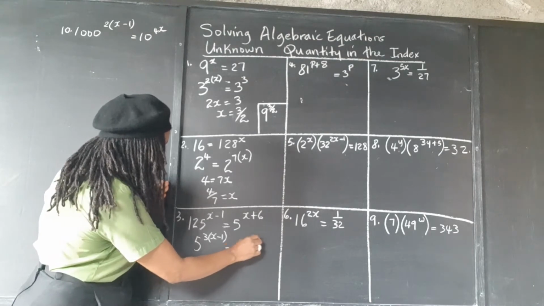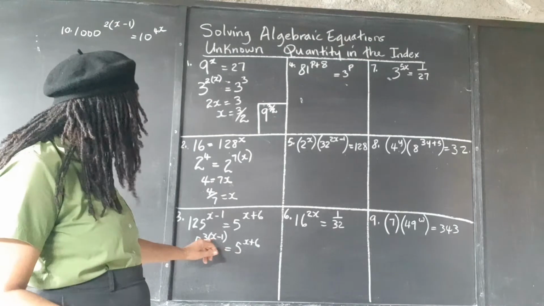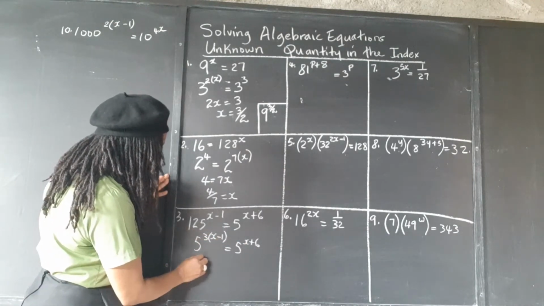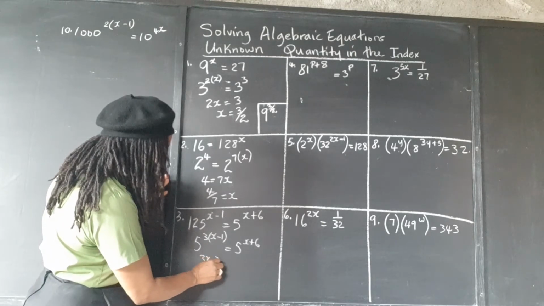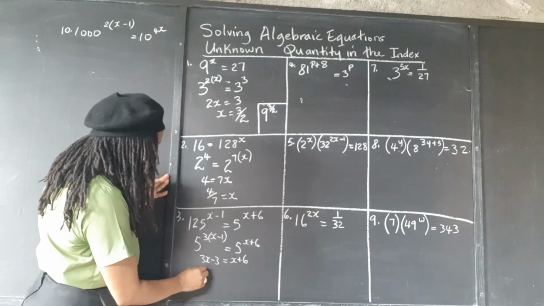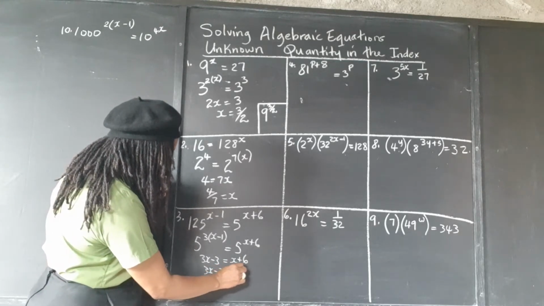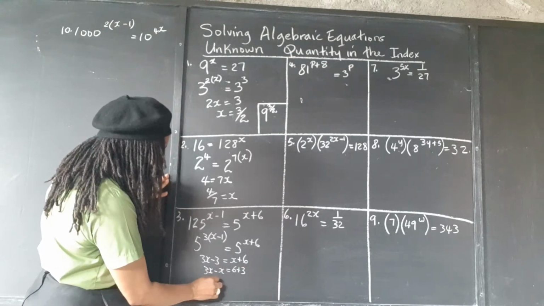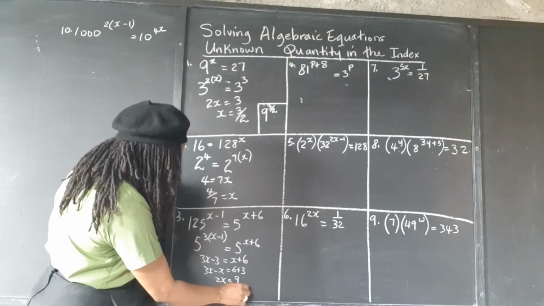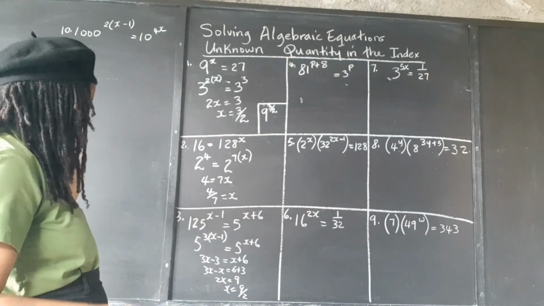the x plus 6. Now they have the same base, we can ignore the bases and let the powers be equal to each other. So expanding the bracket, 3x minus 3 is equal to x plus 6. Grouping the like terms, so 2x is equal to 9, x is 9 over 2. Okay? X is 9 over 2.